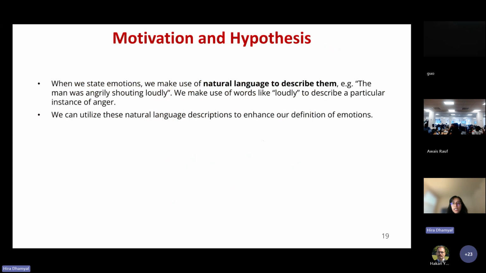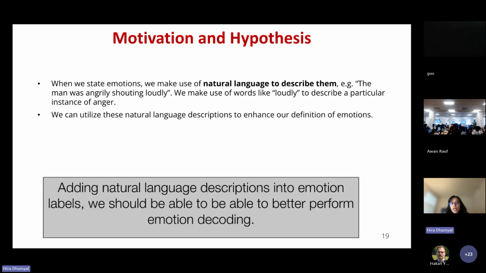But is that really the best way of presenting emotion? As humans, when we state our emotions, we make use of natural language to describe them. If you have to describe someone being angry, we make use of words like loudly. We will say the man was angrily shouting loudly. And we have a bunch of different ways of describing anger or happy. We do not just say, oh, this person is angry, this person is angry, this person is angry. So we have a bunch of different ways of describing anger.